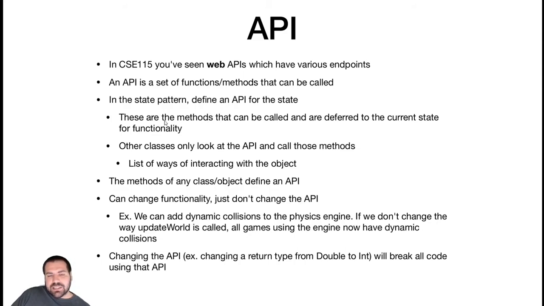When we were talking about the state pattern, we talked about APIs extensively. Define your API, and then the states implement that API differently. Each state will have a different implementation of that API and different functionality for that API. But anything in the outside world just calls your API to get that functionality.